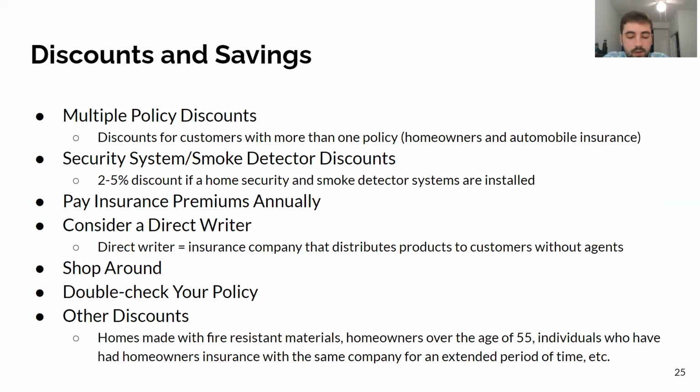You should also consider a direct writer. A direct writer is an insurance company that does not use agents to distribute their products. This means they do not pay salaries or commissions to those would-be agents and can afford to offer lower prices directly to consumers.